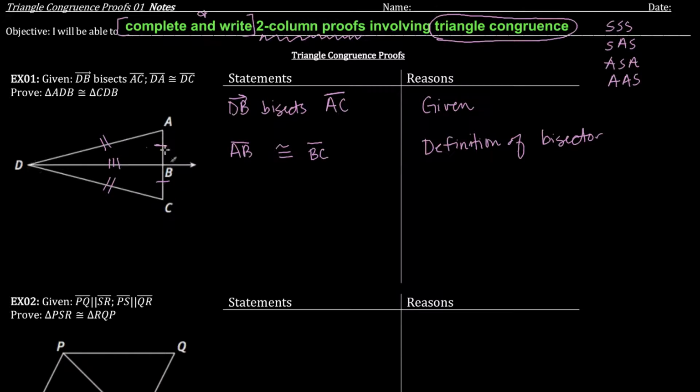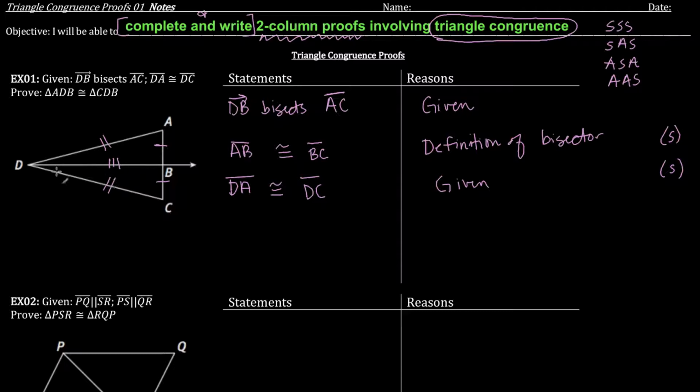We also know that segment DA is congruent to segment DC. We know this because it's given. So this is a side, we'll put it over here. And we know that this was another side. So we just need to show that they have a third side that is congruent to the other third side.